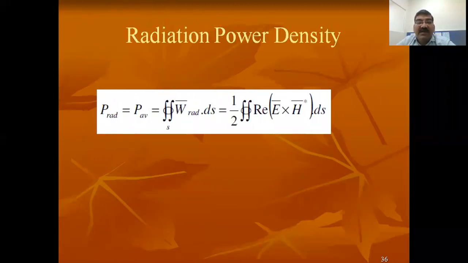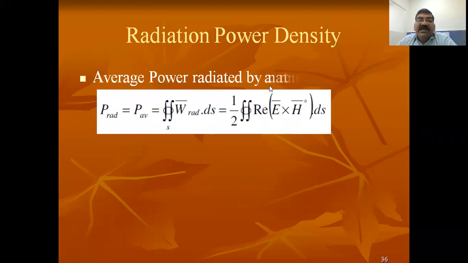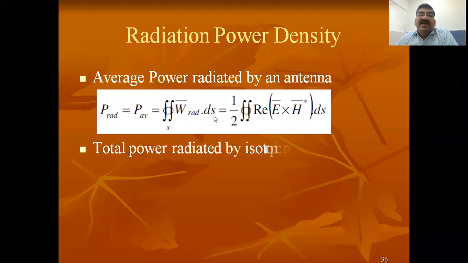Now, what do Poynting vectors say? Whatever power is radiated, P_av, that is the average power radiated by an antenna, any antenna. The average power radiated is the surface integral of W_radiation dot ds, where ds is the surface area. Simply, it is the real part of E cross H. This is the Poynting theorem: E cross H.